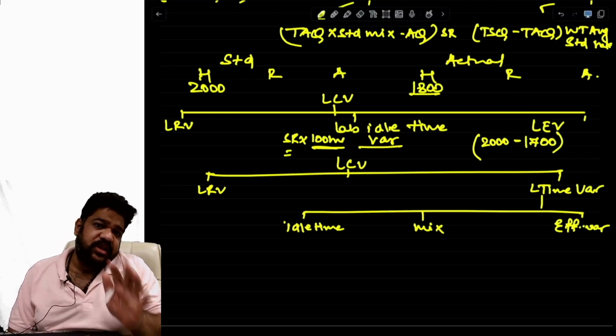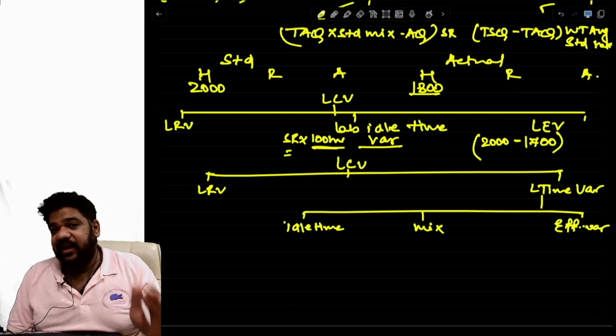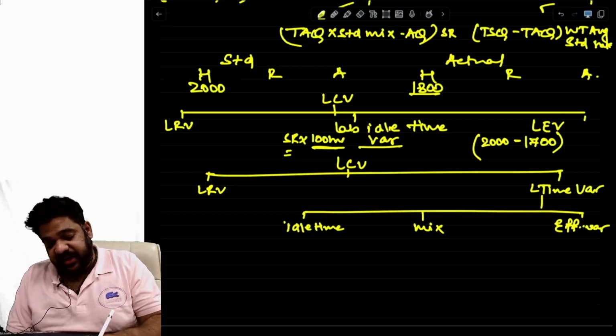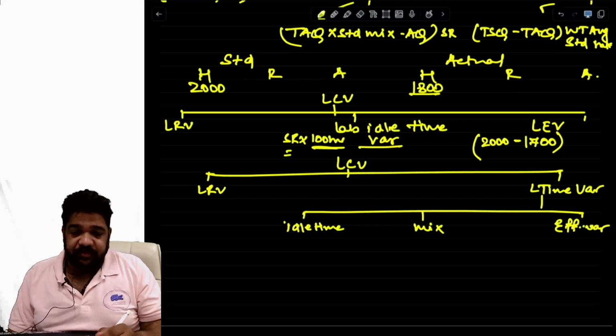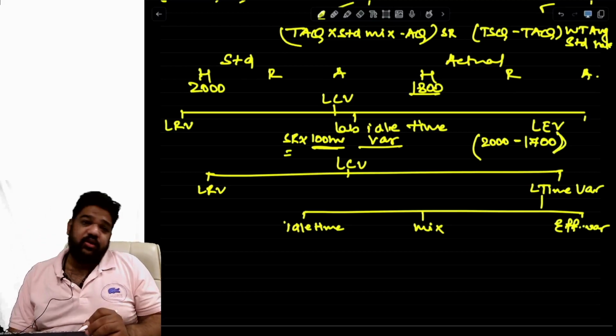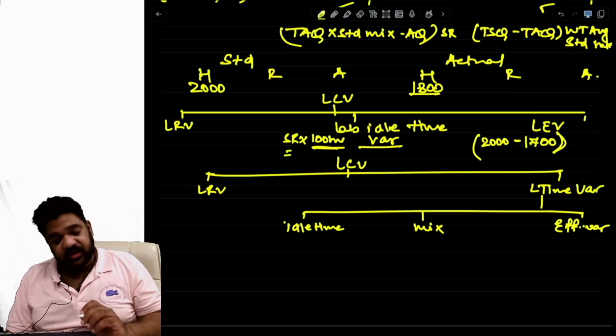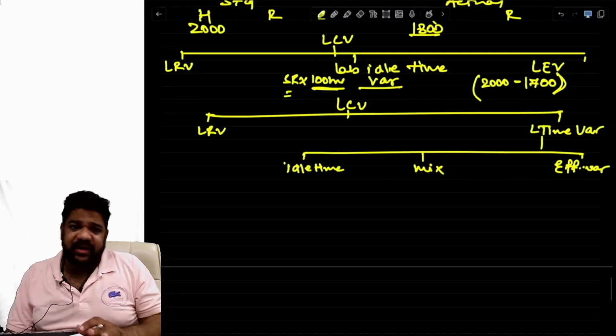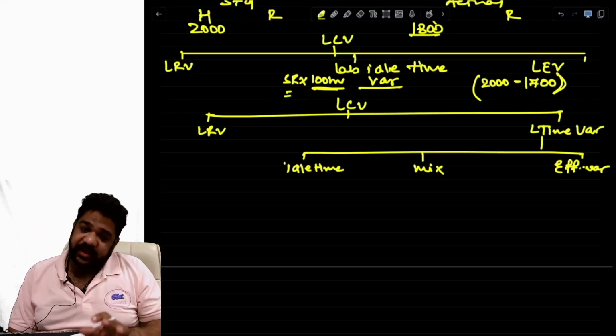Why? Because those 1800 hours had 100 hours of idle time in it. So that is already kept aside. The 1800 hours had 100 hours of idle time. So you have already recorded it separately. So you will be putting down only the balance number of hours over here. Are we understanding? So keep that thing in mind when it comes to the labor.